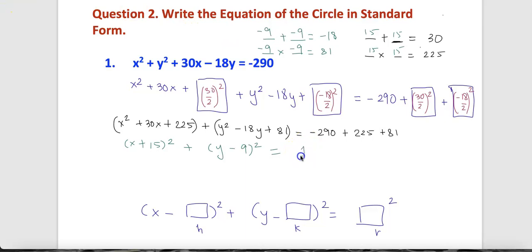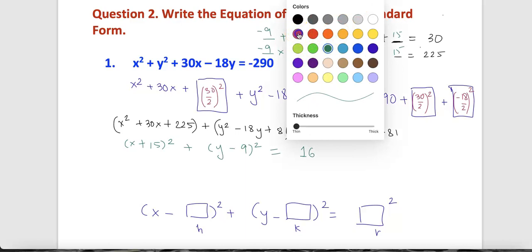So on the right side I ended up with 16 over here. Now let's look at our solution. What will go in these boxes? When I compare with x plus 15 square with this, my value of h will be negative 15 over here.